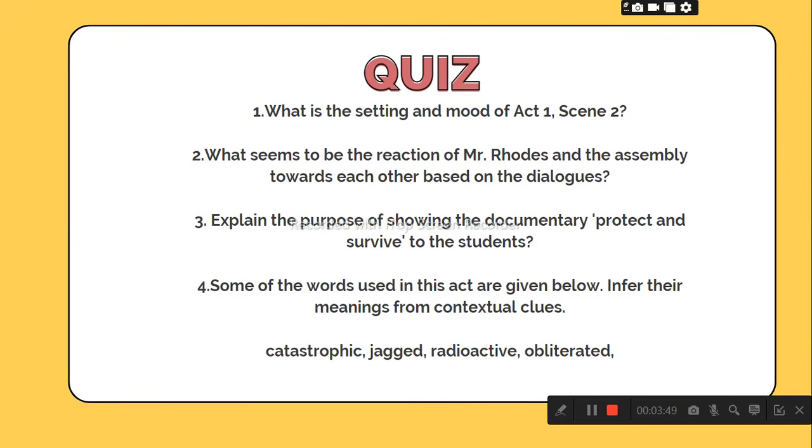Question number 4. Some of the words used in this act are given below. Infer their meaning from contextual clues: catastrophic, jagged, radioactive, obliterated. You may answer the questions in the comment box, and also you can comment on your friends' answers.